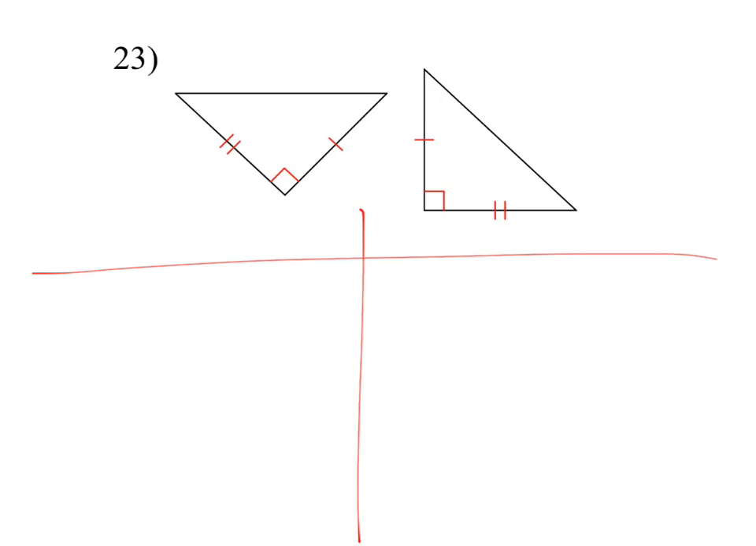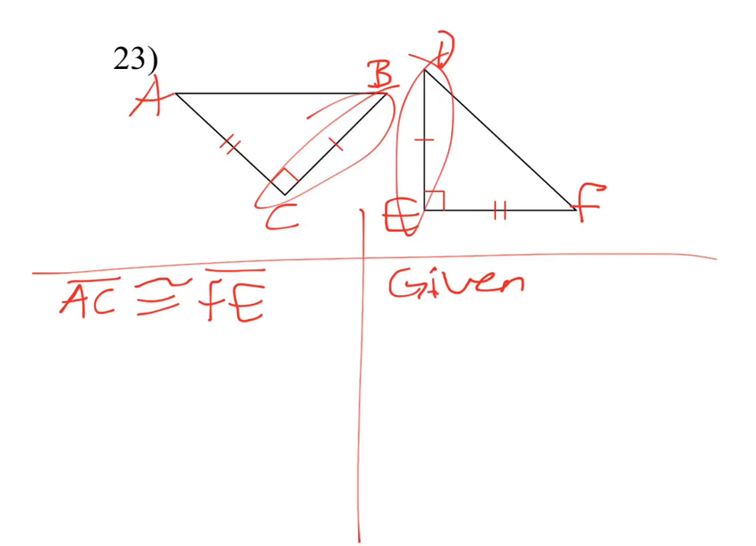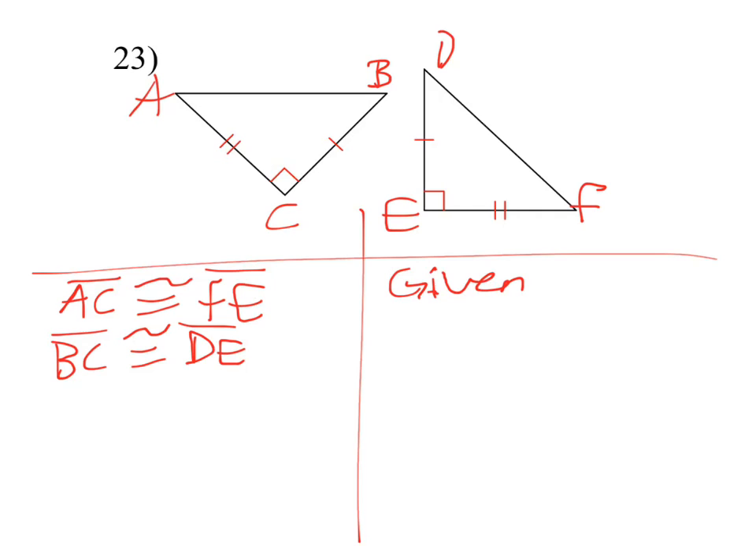Again, two columns. Let's label things A, B, C, D, E, F. And start talking about congruence markings. So AC is congruent to FE because it's on the picture. And because it's on the picture, that's a given. And we also have these ones that have one congruence marking. That's BC and DE. That's a given.